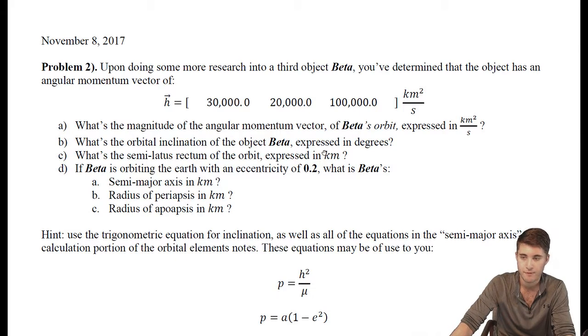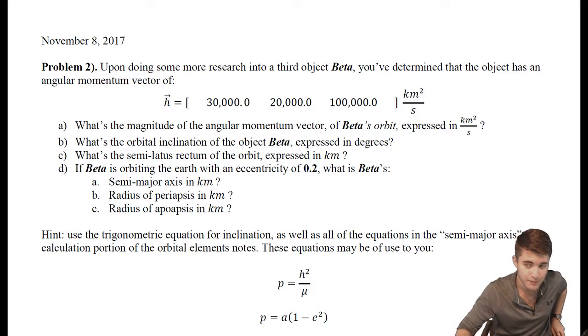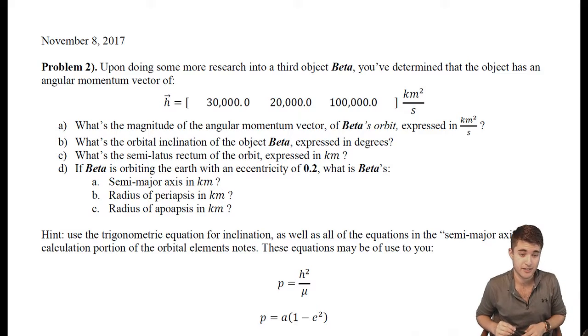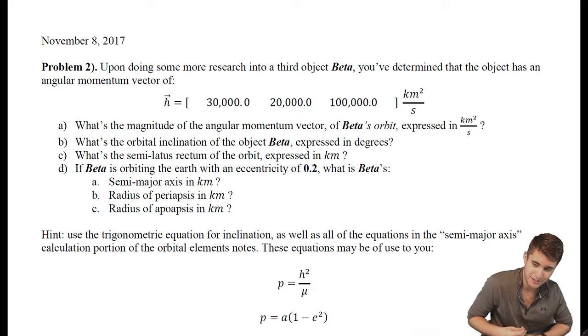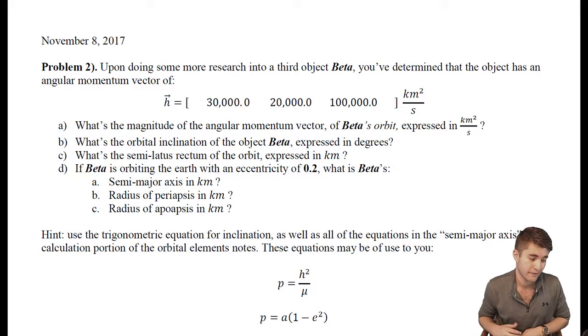I give you a work page just in case you're doing this by hand. You don't want another piece of paper. All right, next problem. Upon doing more research into a 3rd object, now we're looking at beta. I know beta is the 3rd object, but whatever. It's meant to confuse you. And this is not something your supervisor gave you. This is something that you want to do by yourself, okay?